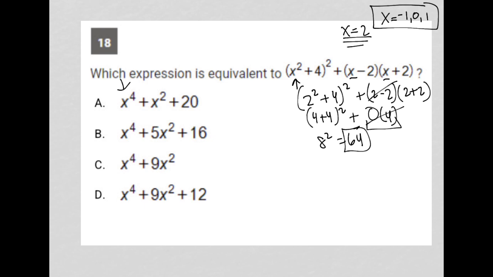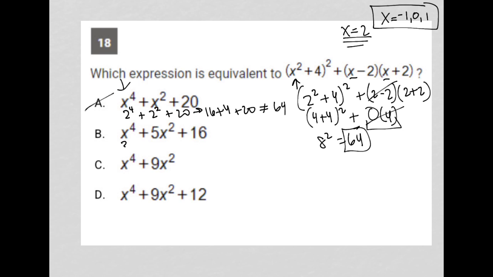So now what I'm looking for is which answer choice, when I plug 2 in, will give me 64. So for choice A, this becomes 2 to the 4th plus 2 squared plus 20. 2 to the 4th power is 16, so this becomes 16 plus 4 plus 20. And I can see that that is not going to equal 64, right? 16 plus 4 is 20, plus 20 will be 40. So that's not going to equal 64, so choice A is gone.